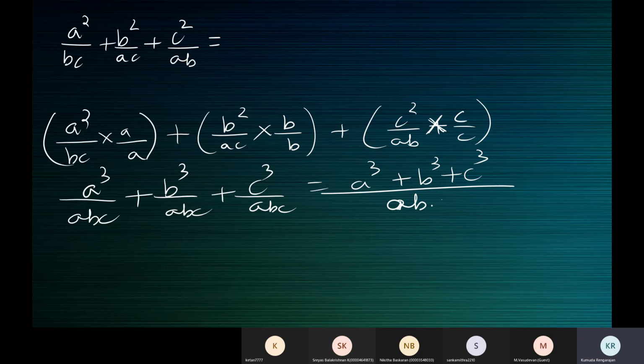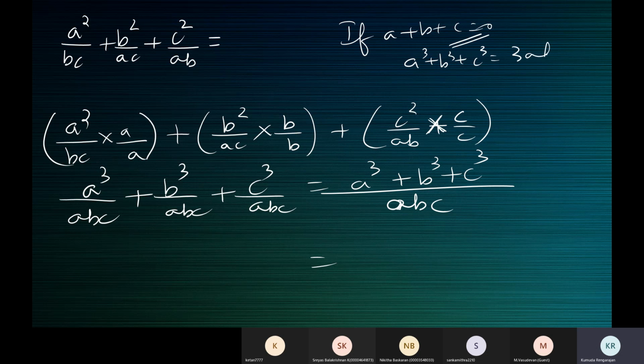As you rightly mentioned, the identity: if A plus B plus C is 0, which is given to us in the question, then the value of A cubed plus B cubed plus C cubed is equal to 3ABC.